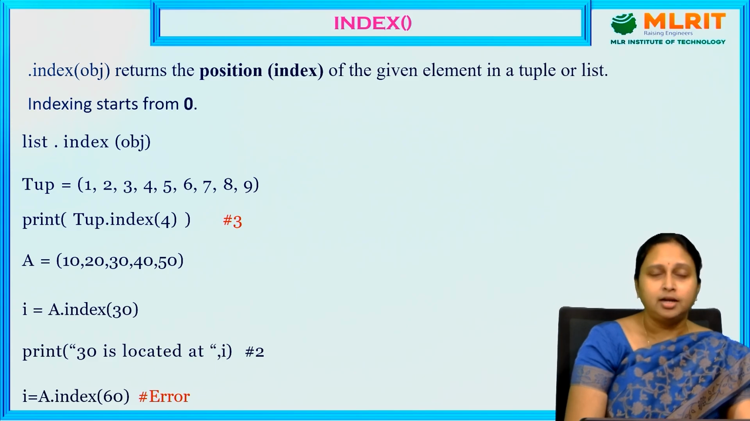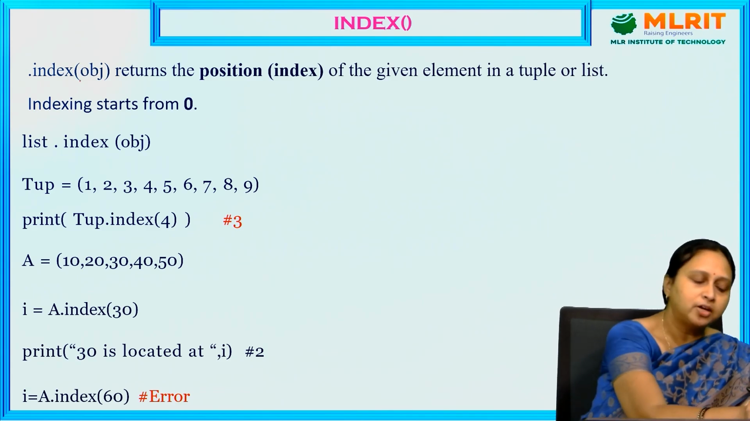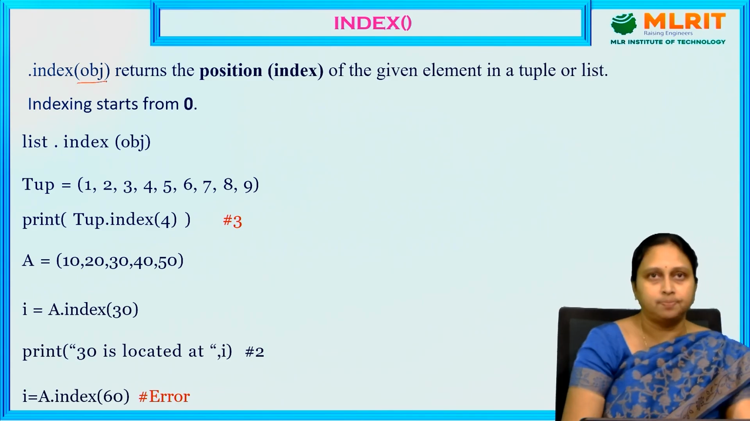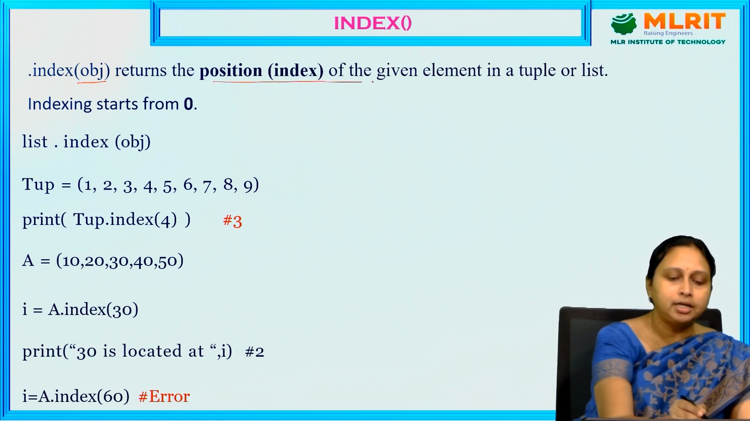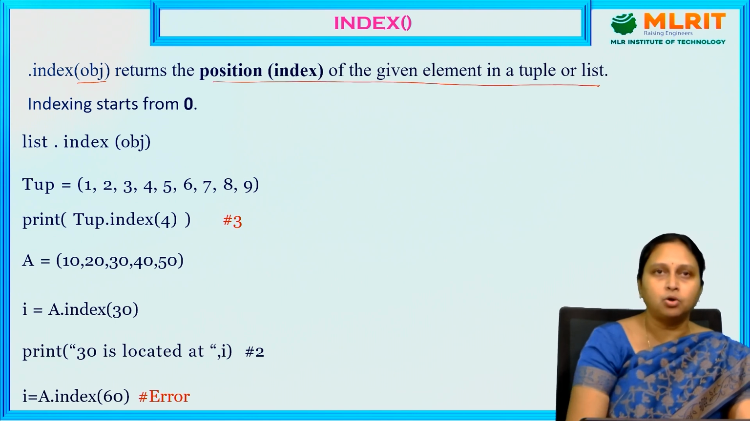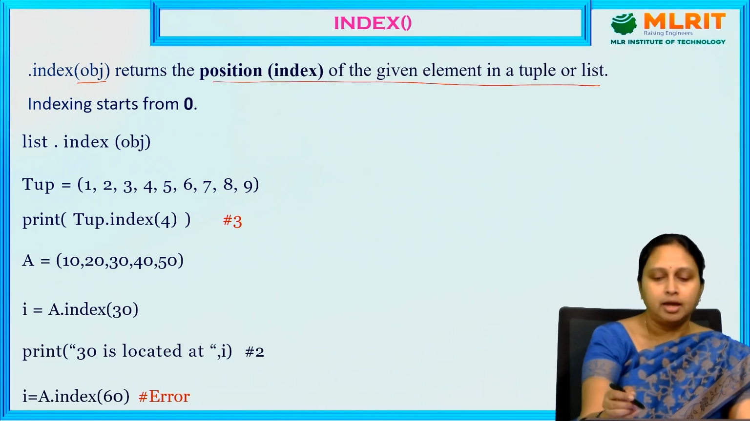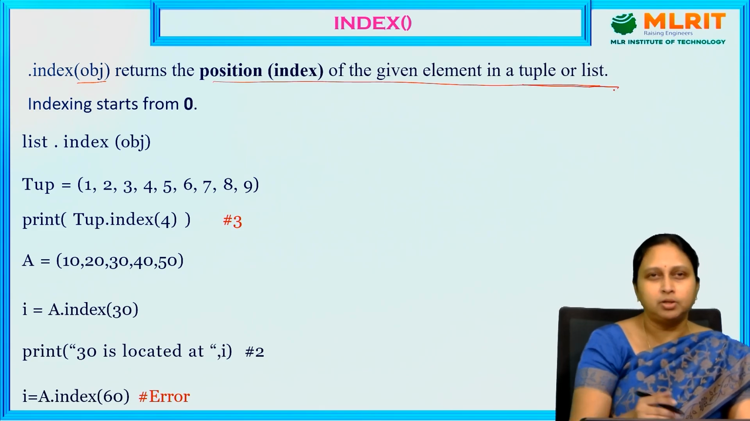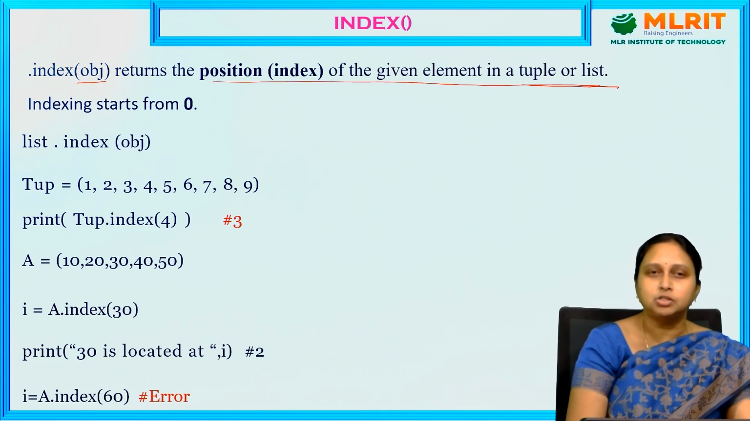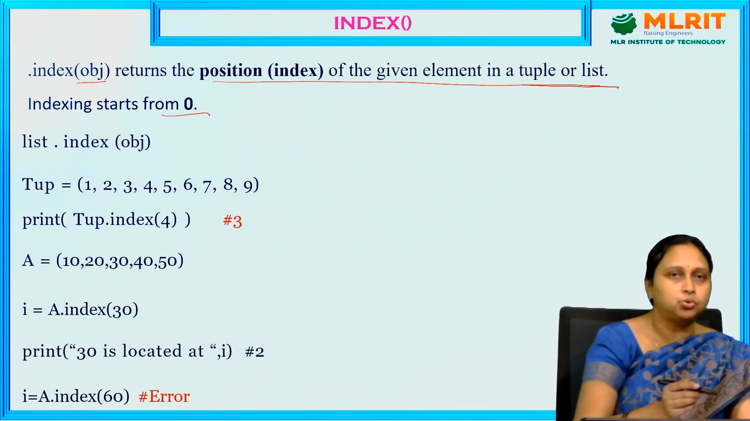And then, next we have the index function. What is this dot index function going to do? This dot index function takes an object. It returns the position index of the given element in a tuple or a list. What is the index position? It points to that value, and it is going to return it either in a tuple or a list. We can use it for the tuple as well as for the list. And index always starts from 0 here also.